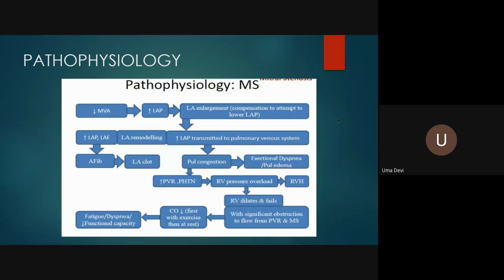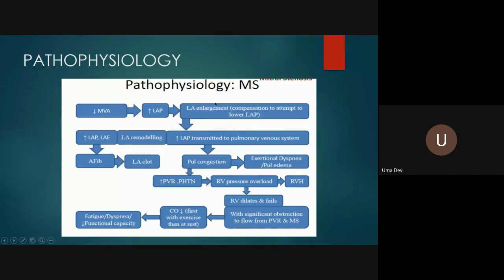Now, when we go to the pathophysiology, you should understand that the valve is in between the left atrium and the left ventricle. So when the valve area is less than 1.5 or so, there is a decrease in the mitral valve area. At a certain stage, the left atrial pressure starts rising. Initially, it will be only on stress. After some time, it occurs even at rest as the condition worsens.